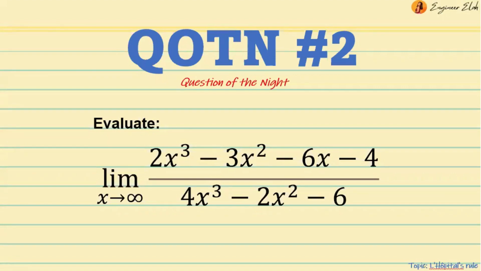This is EngineerElah, and for today, I will be answering the question of the night number 2 that I posted on my Facebook page last April 19, 2022. So our topic is about limits and evaluating limits using L'Hopital's rule. So this is the question: evaluate (2x cubed minus 3x squared minus 6x minus 4) all over (4x cubed minus 2x squared minus 6) as x approaches infinity.